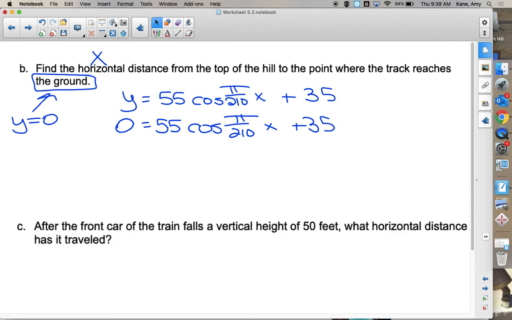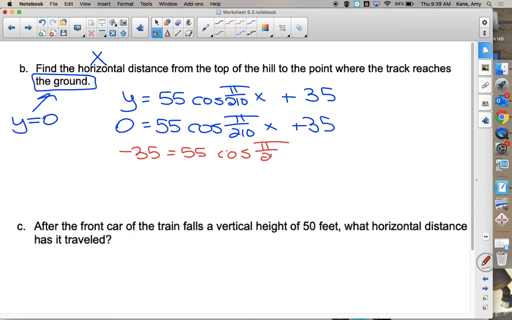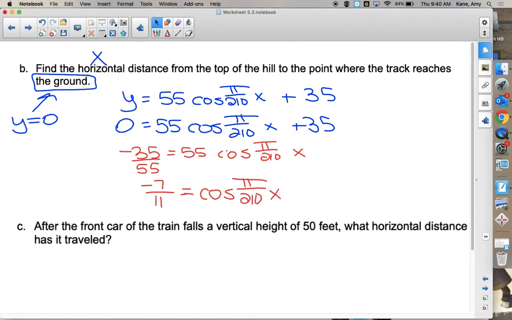Now we're going to use our trig and the algebra to solve for x. So algebraically to solve for x, Hannah, what would you do to get x by itself? Yeah, we'll subtract 35. And then divide by 55. Can we reduce that 35 over 55, or divisible by 5? So negative 7 over 11 is equal to the cosine of pi over 210 times x. And that's where the algebra part stops.